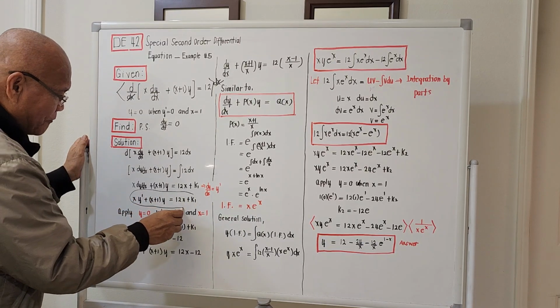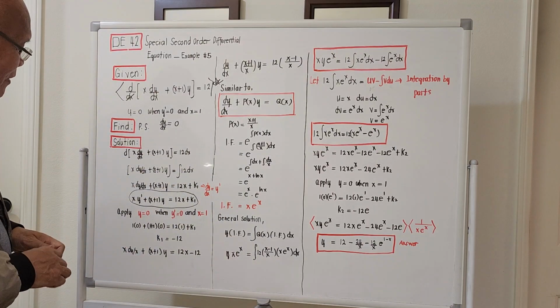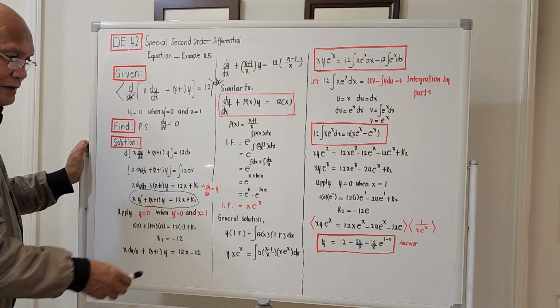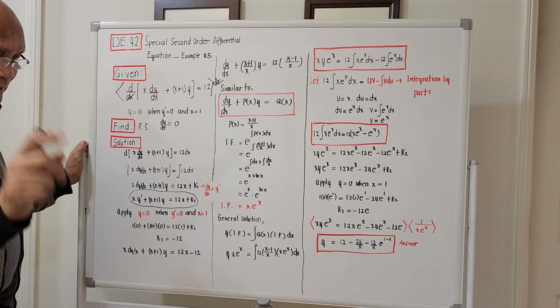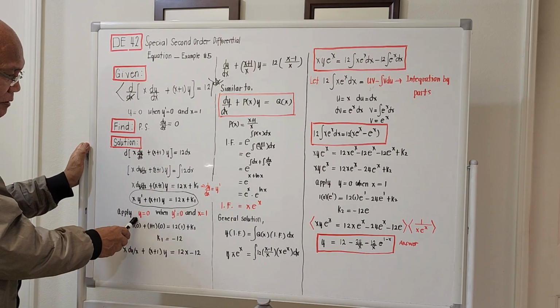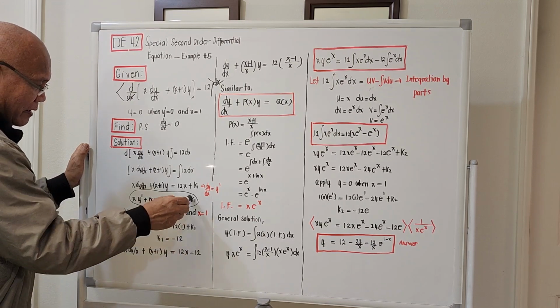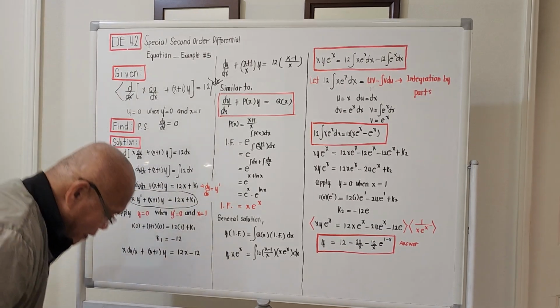This is a partial general solution. Why partial? Because we still have dy/dx and the value k1. But since we are given initial conditions, we can now compute for k1. So applying the given initial condition, y equals 0 when y prime is equal to 0 and x equals 1, back here, we can compute for k1.